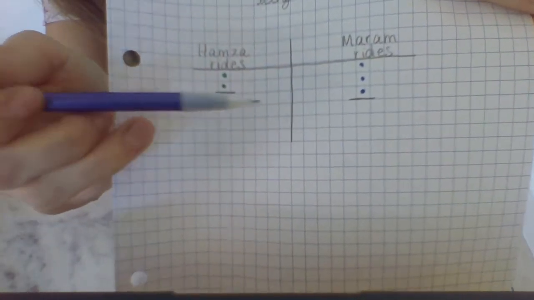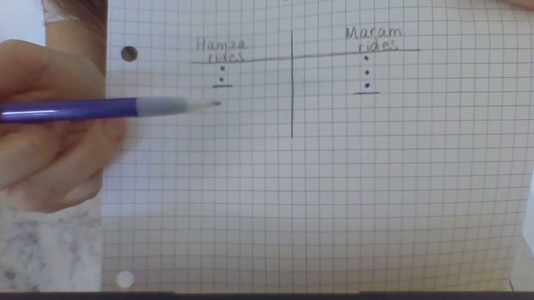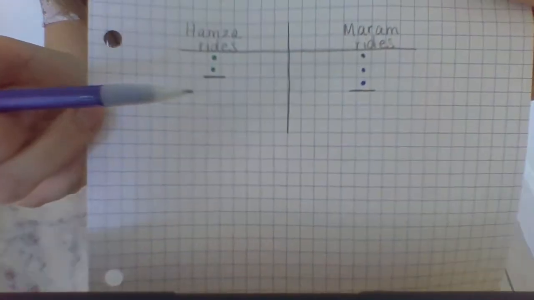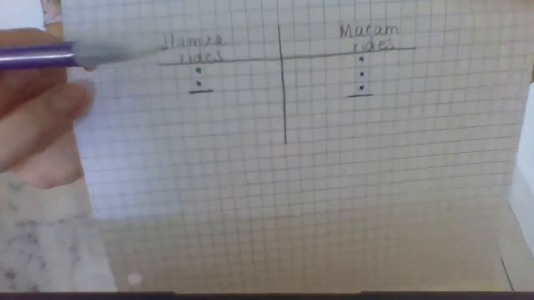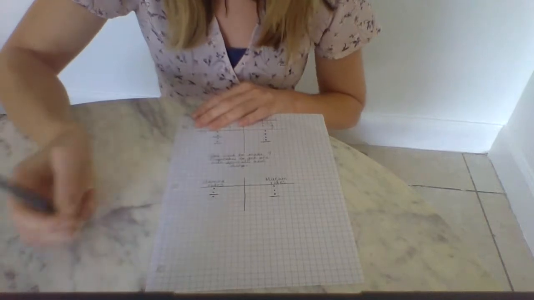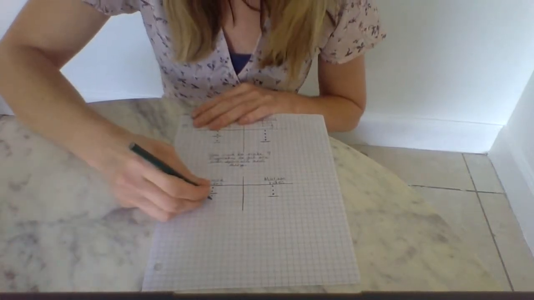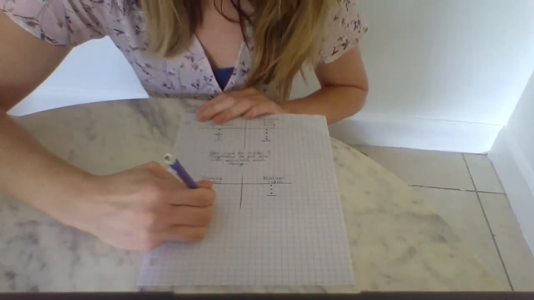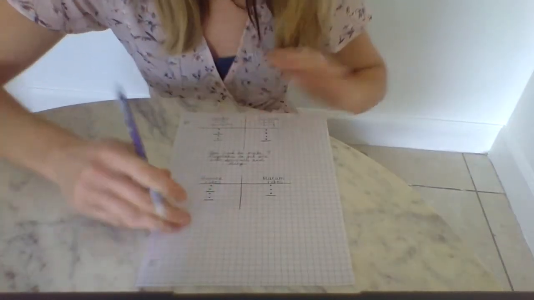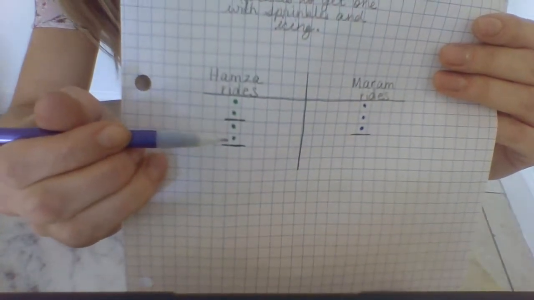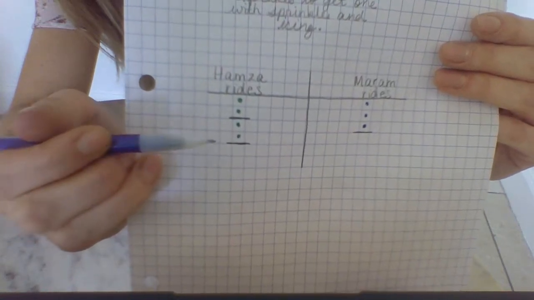Did Hamza and Maram ride the bus together yet? No, not yet. Whichever column is the shortest is the one who gets to go next. So Hamza's side gets to go next. The third day, Hamza did not ride the bus. The fourth day, Hamza did ride the bus. And I draw the paper strip to show that it's this day that Hamza rode the bus, the fourth day.